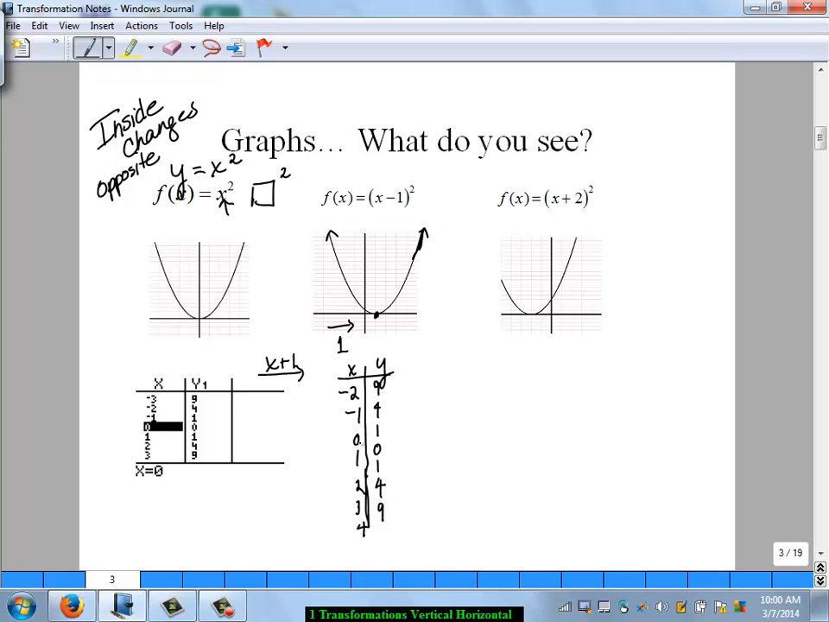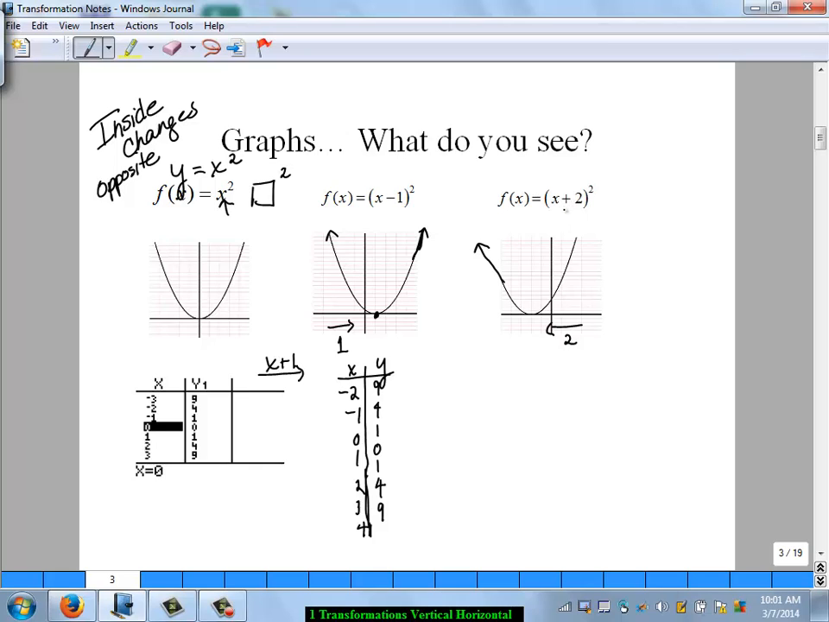I think I'm off 1. They go like this. Sorry, guys, they're a little crooked. Okay, this one, I'm going to extend it. Looks like it's been shifted this way, and it looks like I went over 2 places to the left. Look, it's positive. It's opposite of what you think.